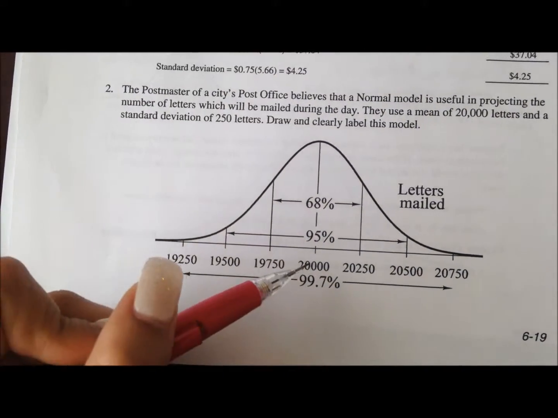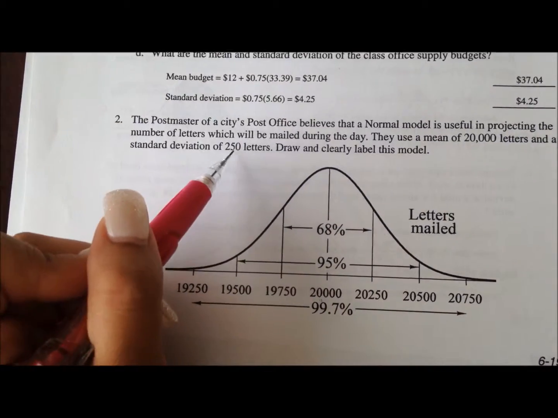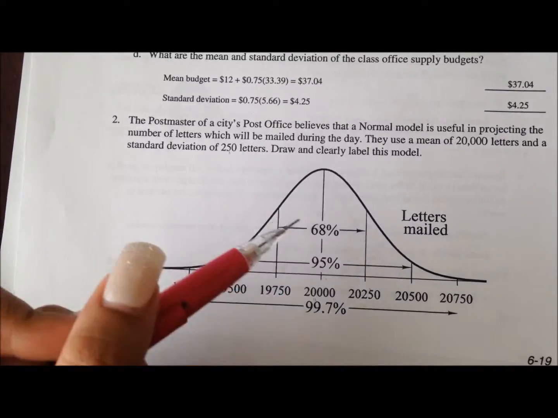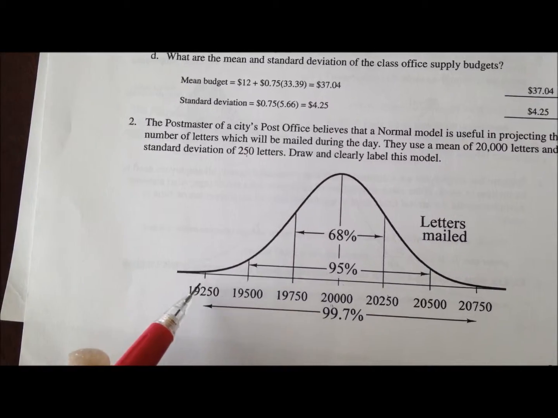So you're going to start off with your mean being in the center, and that is the 20,000. And for each standard deviation, because it clearly states up here that it's 250, you will add on 250 for each one of these going up a standard deviation and subtract 250 for each one going down a standard deviation.